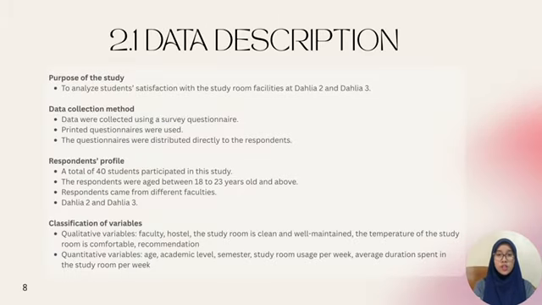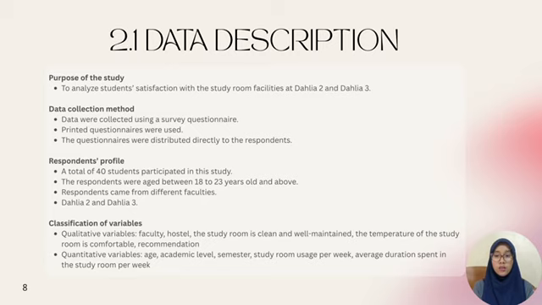Thank you, Diana. Moving on to data description. The purpose of this study is to analyze student satisfaction with the study room facilities at Dahlia 2 and Dahlia 3. All the data were collected using survey questionnaires that were printed before distributing them directly to the respondents. 40 students participated in this study and aged between 18 to 20 years old and above. Respondents came from different faculties and stay at Dahlia 2 and Dahlia 3.